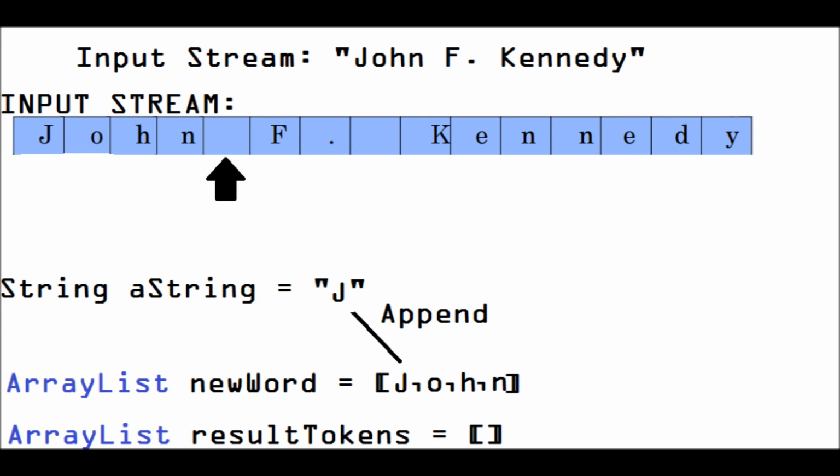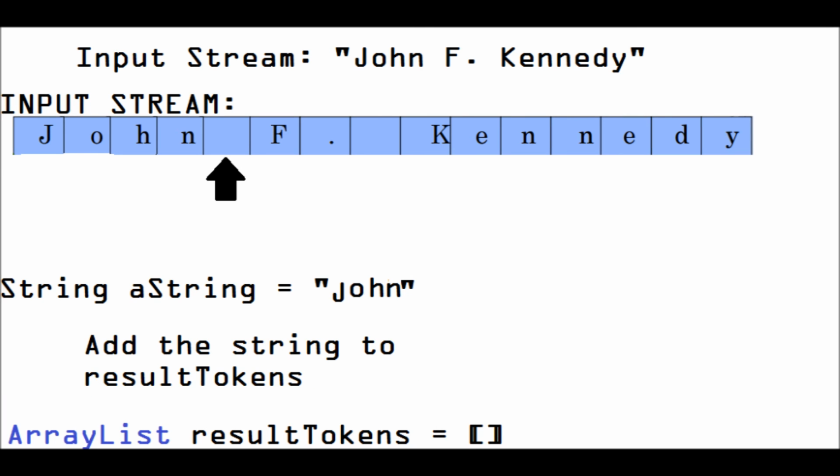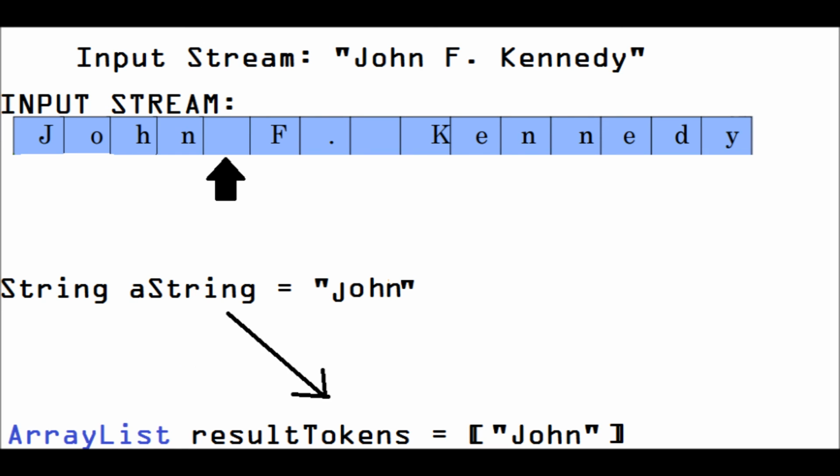And so the way we do that is we're going to append each of the characters to a temporary string called a string. And we're going to keep on appending each one of the characters onto that string until we finally get the entire word that we're looking for. And then we're going to add this string to our result tokens. That's the end result, is John. So we add the string to our result tokens, and that is our first token. That's the first token that we have found in our input stream, is John.